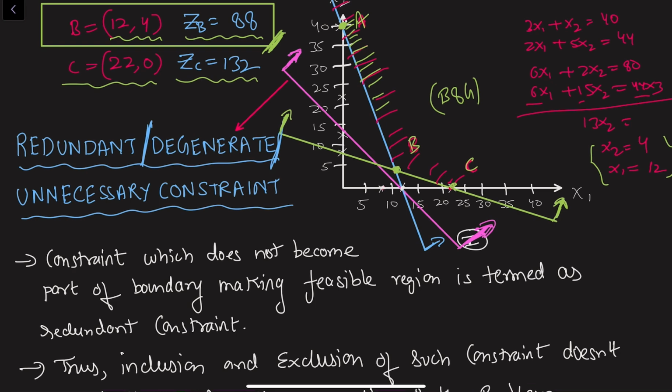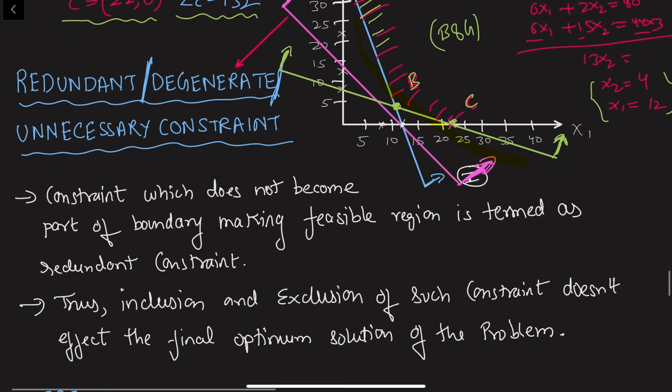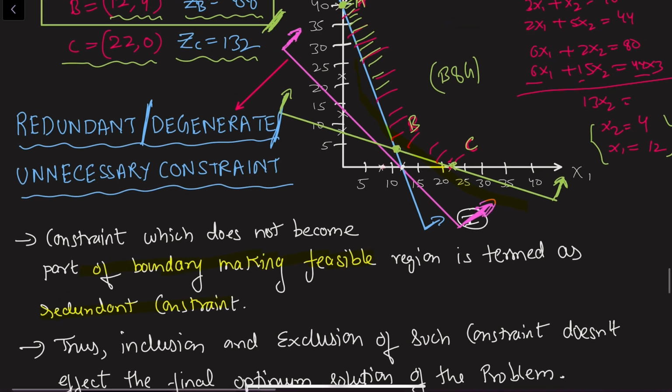If you see clearly in this diagram, this pink curve is not playing any role in my final optimum solution, right? This pink curve is basically away from all my feasible region. If this pink curve is here or it is not there, it has nothing to do with my optimum solution. So this is nothing but an unnecessary constraint, or a redundant constraint. The constraint which does not become a part of the boundary making the feasible region is termed a redundant constraint. So this is my redundant constraint.